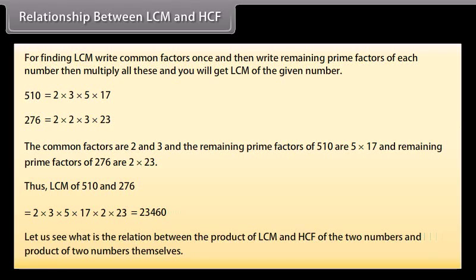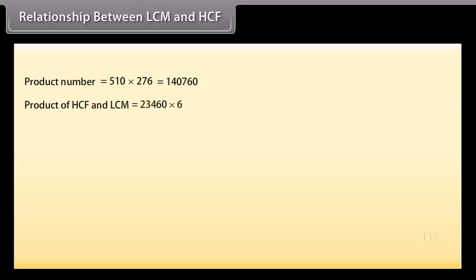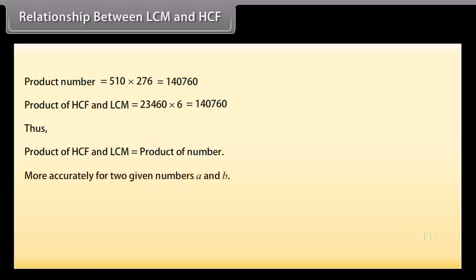23,460. Let us see what is the relation between the product of LCM and HCF of the two numbers and the product of the two numbers themselves. From the above discussed example, the product of the numbers is equal to 510 × 276, which equals 1,40,760. The product of HCF and LCM is equal to 23,460 × 6, which is 1,40,760. Thus, the product of HCF and LCM is equal to the product of the numbers. More accurately, for two given numbers a and b, HCF(a, b) × LCM(a, b) is equal to a × b.